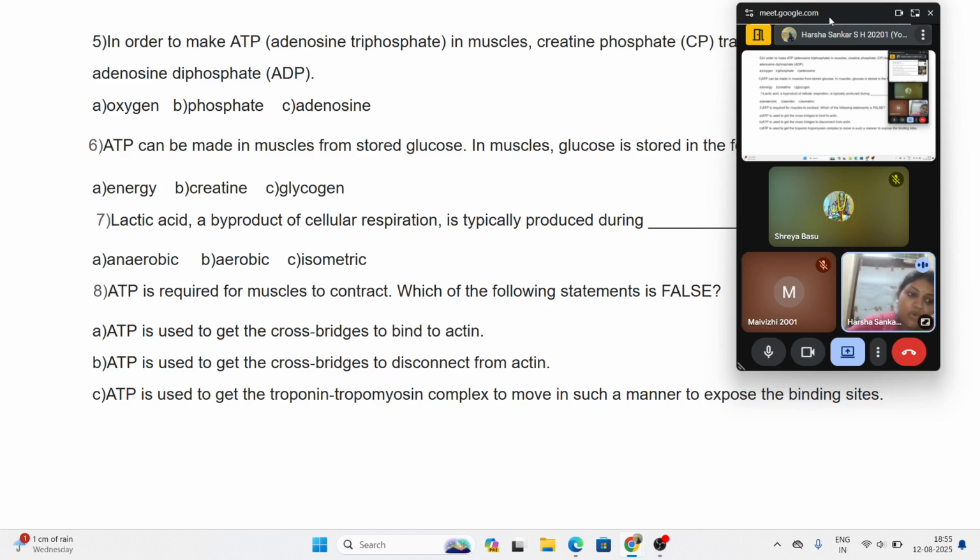So you can take the most suitable and correct option if you feel like everything is correct. Correct answer is option C. ATP binding is what makes them detach, not what makes the troponin tropomyosin complex move to expose the binding site. So correct answer is option C.